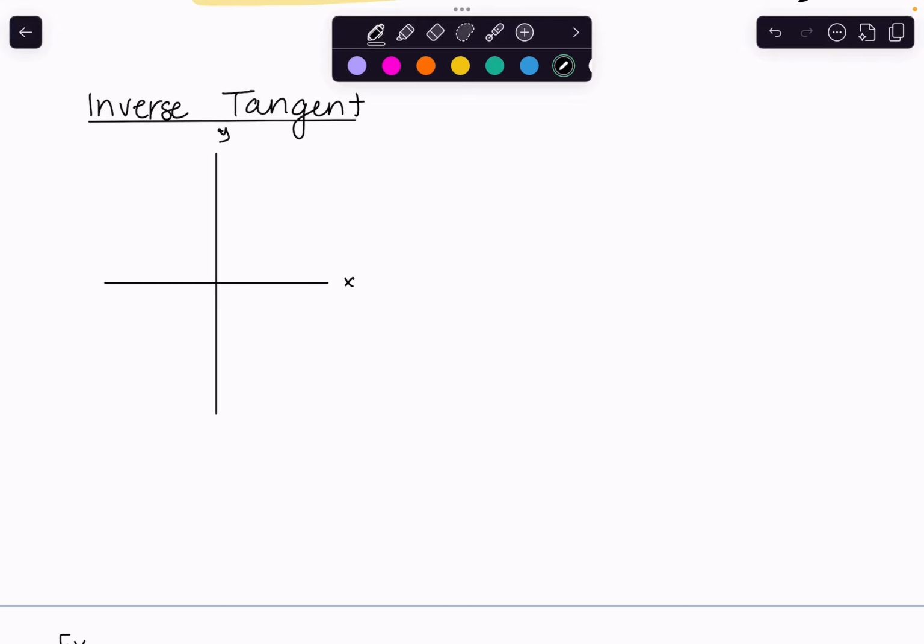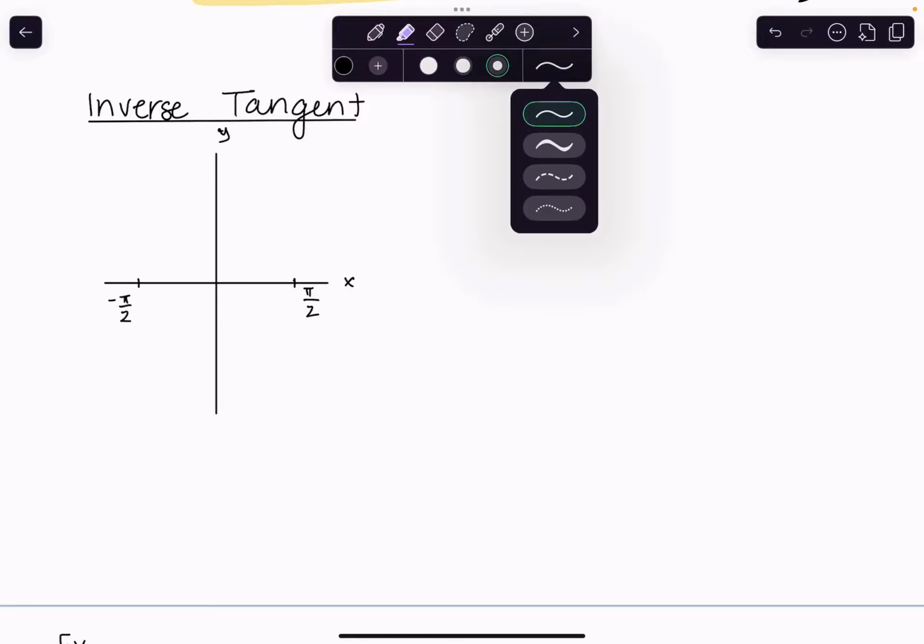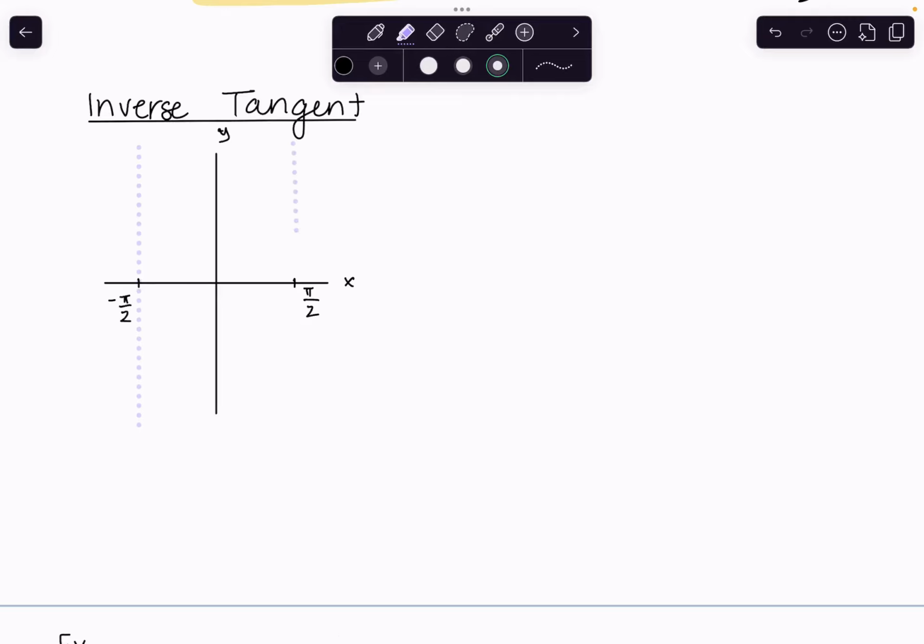And that graph repeats itself. So tangent is sine over cosine. So it's undefined when cosine is 0, which happens at pi over 2 and negative pi over 2. So here I have vertical asymptotes. Let's make these nice. And then our tangent function goes through 0, 0. And then it has that nice fluid shape that goes on forever.